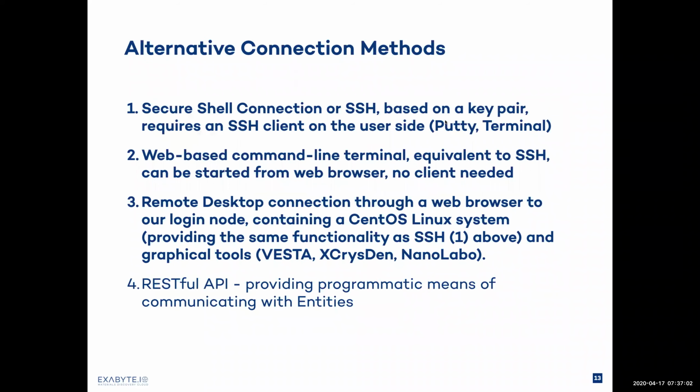So secure shell connection is based on a key pair and requires an SSH client, such as PuTTY or Terminal on Mac. Web-based command line terminal is equivalent to SSH connection and can be started from the web. No client is needed. And the remote desktop connection through a web browser is essentially a connection to a CentOS Linux system on our infrastructure, providing the same functionality that any Linux system would provide, with graphical tools like VESTA, XCrySDen, NanoLabo, and such. There is also a way to connect to the platform through RESTful API, but we will not be going through this in detail today.